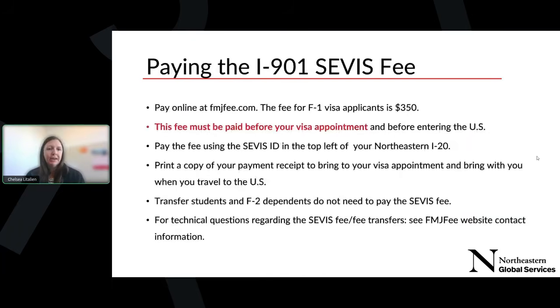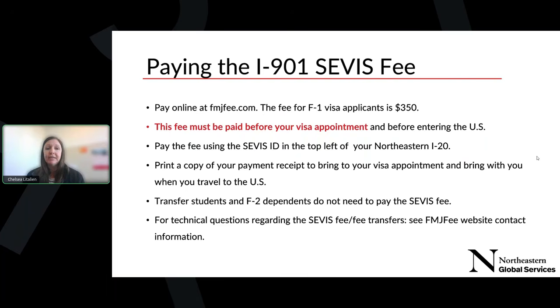Once you've got that I-20 and you've confirmed that everything is correct, the next step is paying something called the I-901 SEVIS fee. I mentioned before that SEVIS is the Student and Exchange Visitor Information System. It's that government database where your student record is maintained. You have to pay a fee to the government for having a SEVIS record, and you'll pay that at fmjfee.com. We will send you the link to that website when we send you your I-20, so these instructions will be included in the email that includes your I-20. But you'll go to that FMJ fee website.